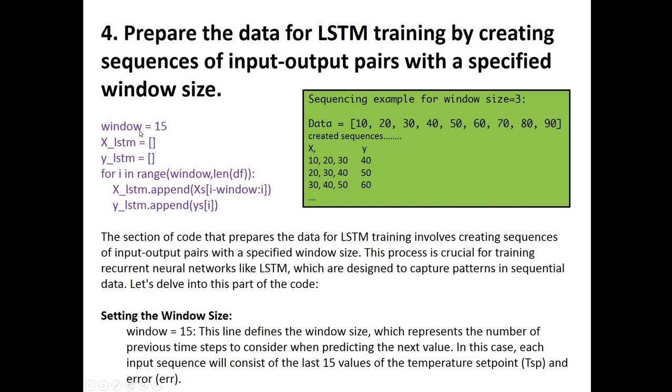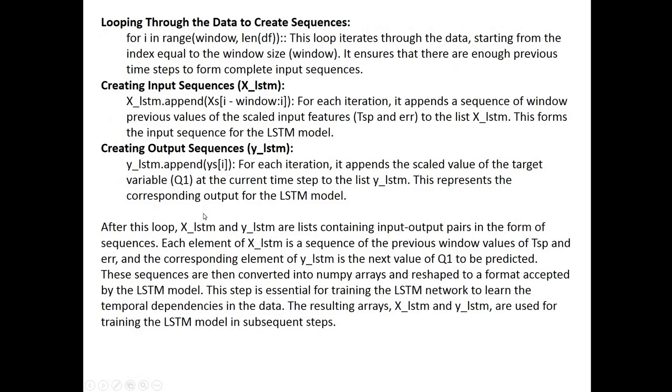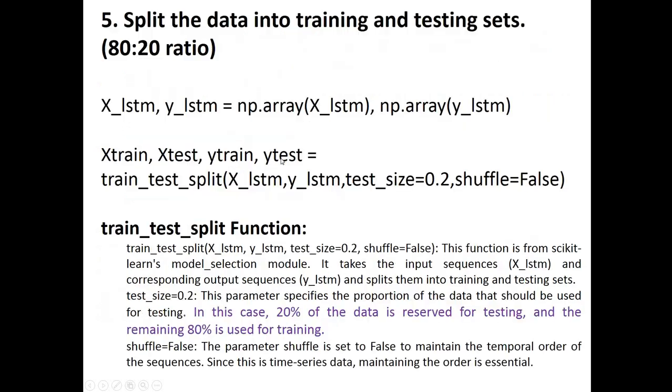Here in our case the window is going to be 15. For sequencing there is a routine. Ultimately what it does is it creates a table like this. Now all these details you can stop the video and read clearly. That is looping through the data to create sequences, creating the input sequences and creating the output sequences, etc.